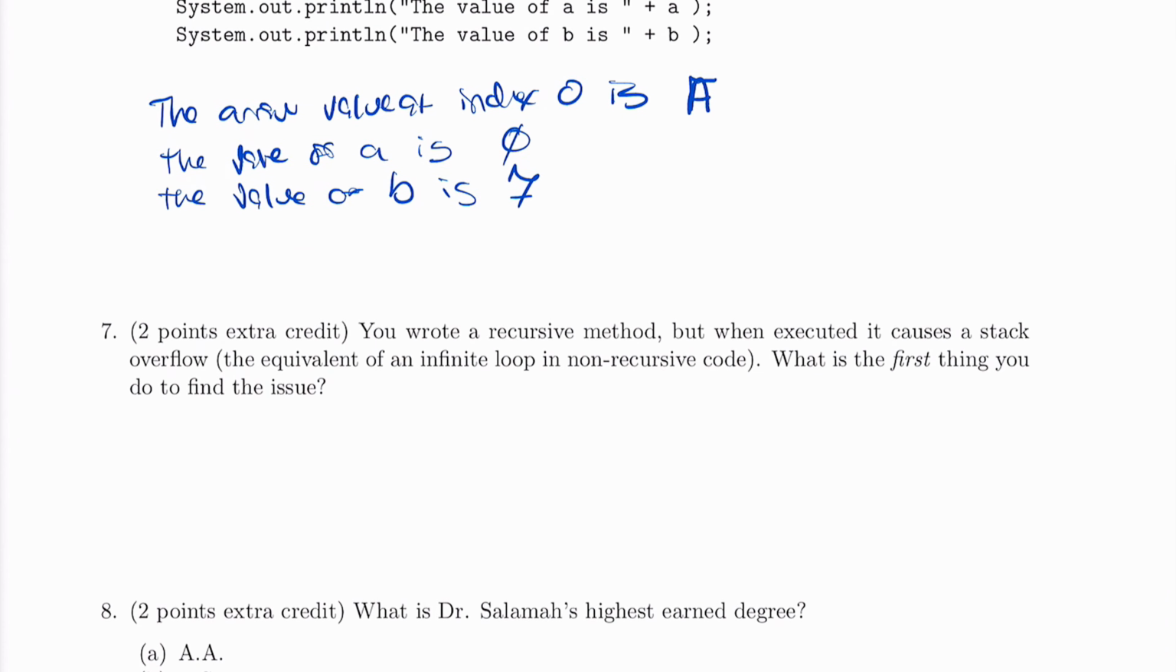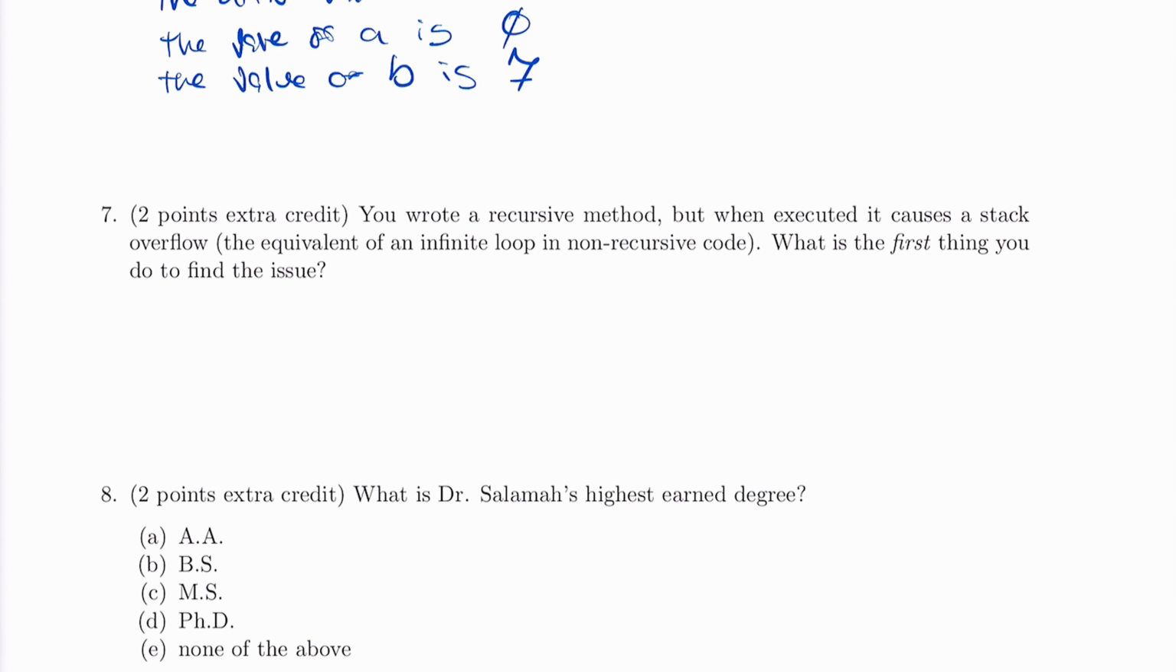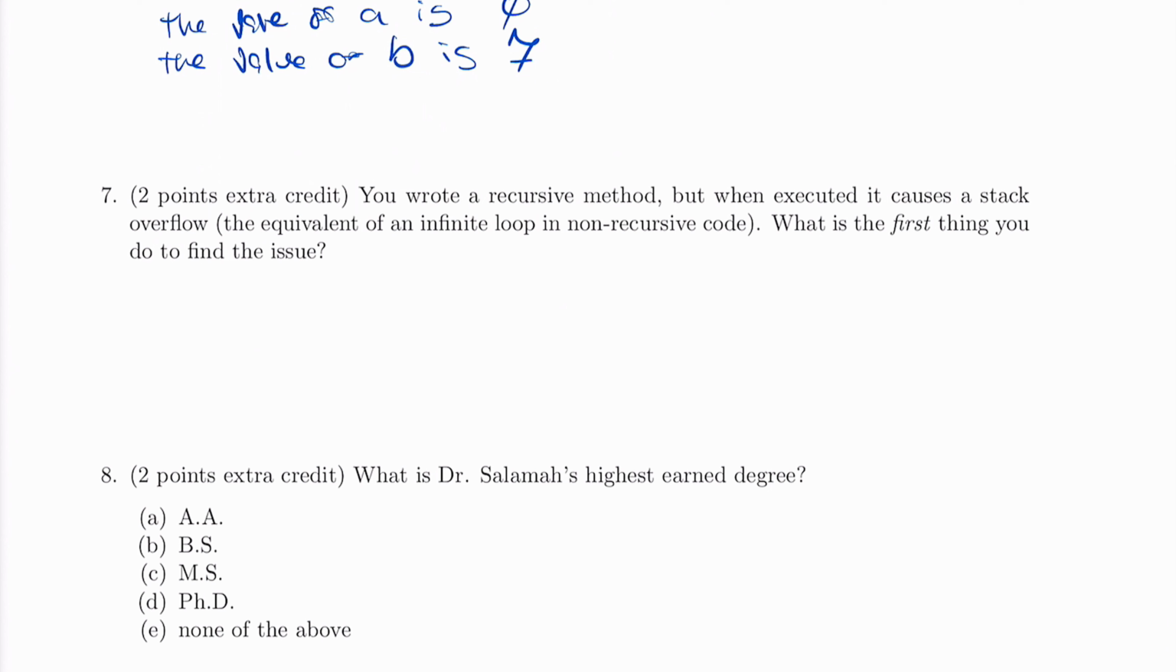And then for the extra credit question, you wrote a recursive method, but then executed it and it caused a stack overflow. What's the first thing you do? So there's multiple things you can try first. One of the main things is adding a print statement to make sure your base case is executing correctly and all the values are what you think they are. Examining your base case and making sure you have one. All of these were acceptable answers here.